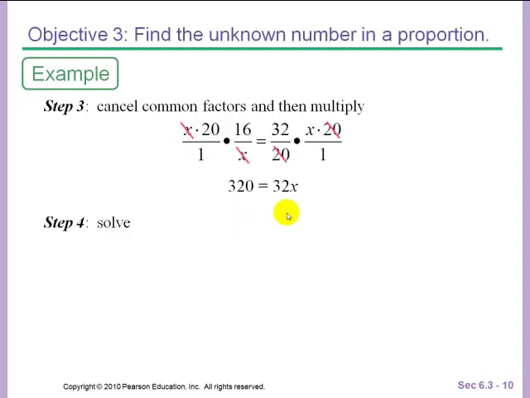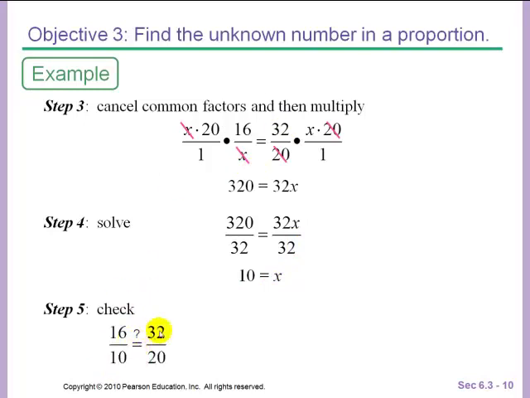Now we will solve like normal. We want to get x by itself, so we'll divide both sides by 32. 320 divided by 32 is 10. So therefore x equals 10. You should check this by going back to the original proportion and plugging it in. So 16 over 10, does that equal 32 over 20? Notice how I have a question mark because I'm not actually sure yet.